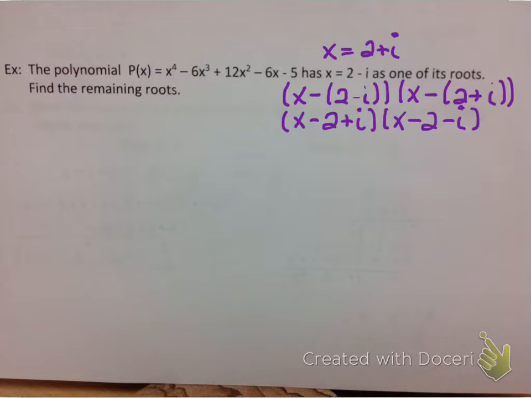Okay? If they're going to use method 2, then they just use the 2 plus i and the 2 minus i as they see them. So go ahead and pause it, give it a shot, and when you come back, I'll have the answer for you.